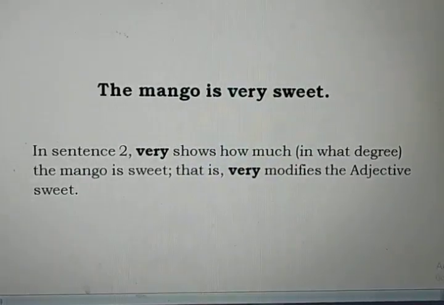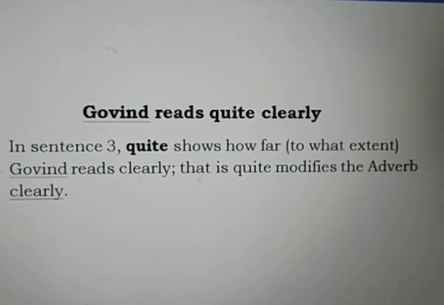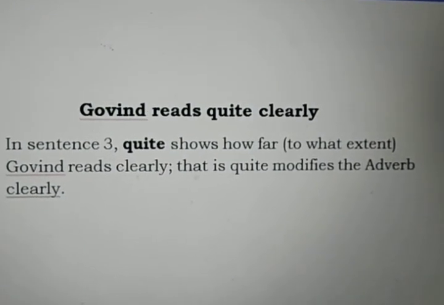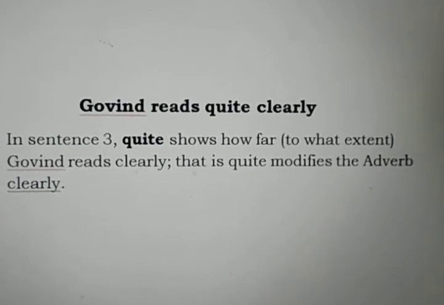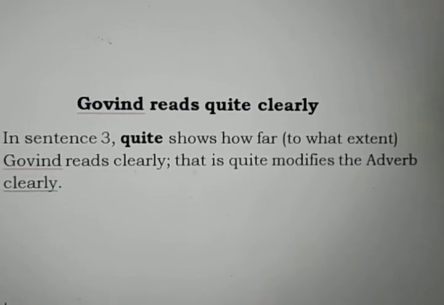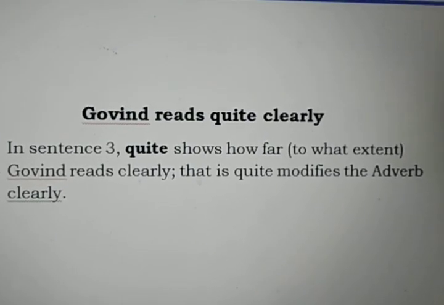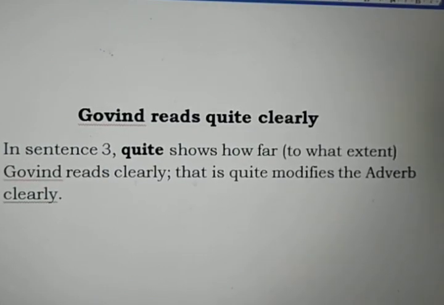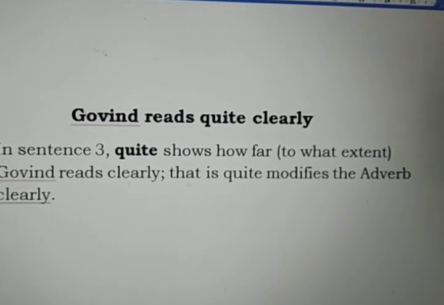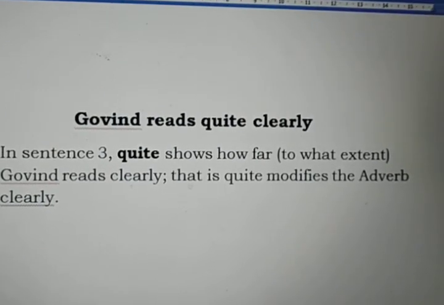Now let's come to the third sentence. Third sentence is Govind reads quite clearly. So in sentence 3, the word quite shows how far, kitna, to what extent Govind reads clearly. The sentence is Govind reads clearly. But when you want to know how far he reads clearly, the word quite modifies the adverb that is clearly.